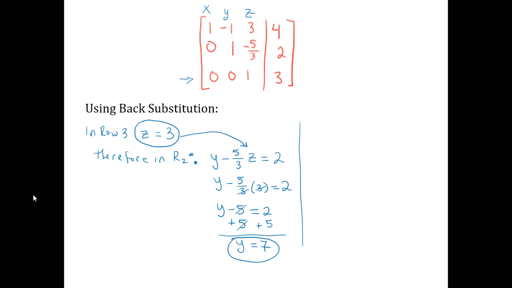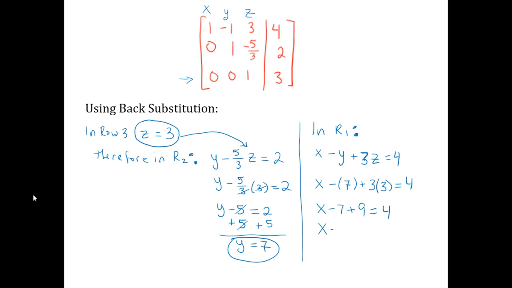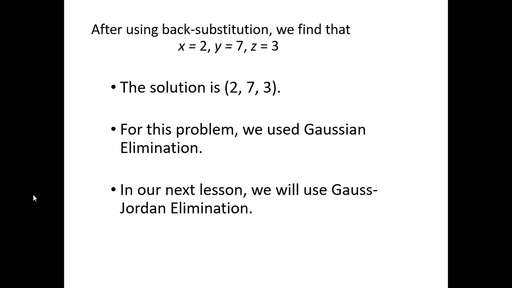And lastly, we can go ahead and use these two for our first row. Row 1, we have the equation x minus y plus 3z equals 4. Substitute the y, we got 7. Substitute the z, we got 3. Combine like terms, we end up with x plus 2 equals 4. Subtract 2 from both sides, and we end up with our solution x equals 2. Again, using back substitution, we find that x equals 2, y equals 7, and z equals 3.